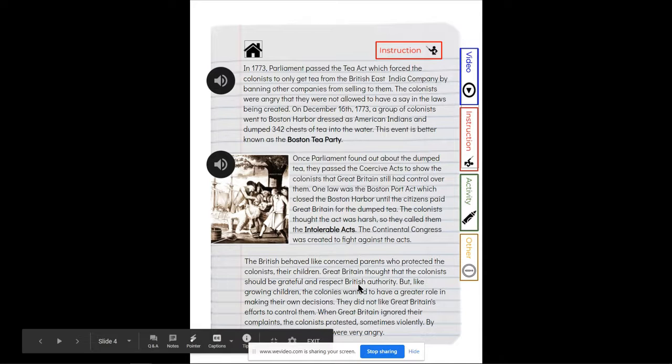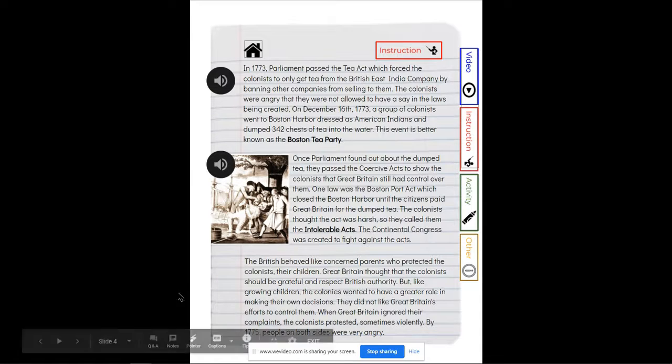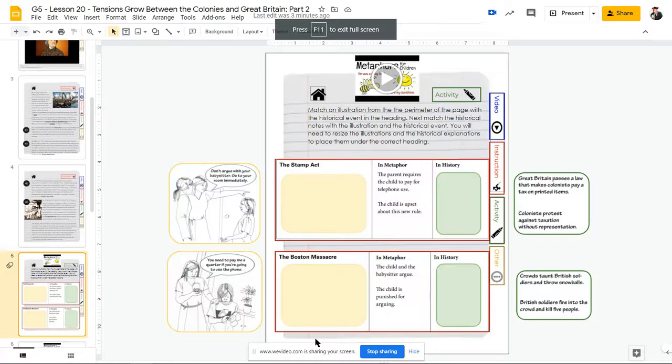So we've been working on this metaphor of how Great Britain and the colonies were like a parent and child relationship. Well, that will continue on with your activity work, where just as in the previous lesson, you match the illustration with the heading and with the historical event that matches each of these metaphors.